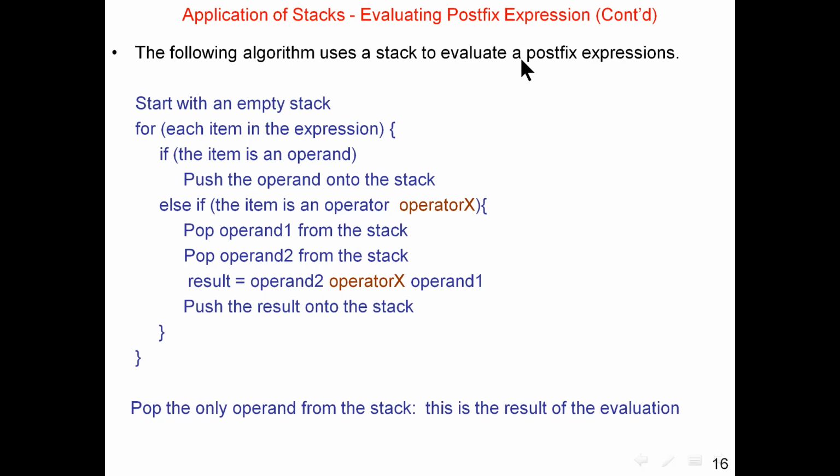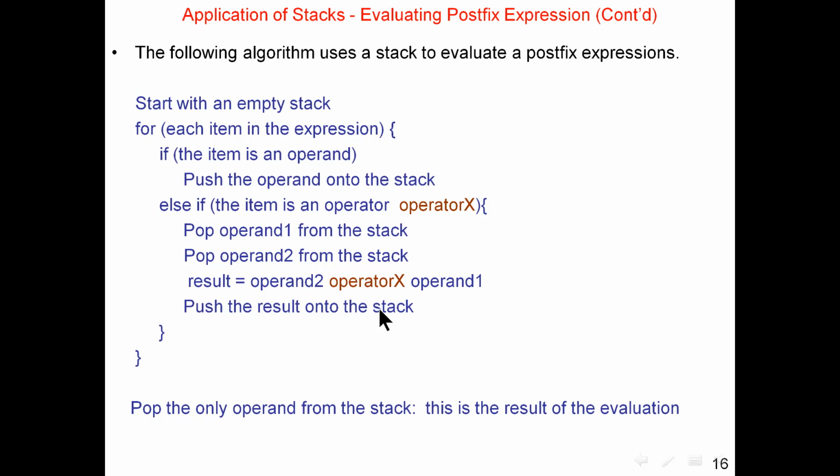Application of stack, evaluating a postfix expression. What we do generally in this case is start with an empty stack. Then for each item in the expression, if the item is an operand, you push that into the stack. Otherwise, if the item is an operator, every operator needs two operands. So you pop operand 1 from the stack, pop operand 2 from the stack, then do the operation, and finally push the result into the stack.